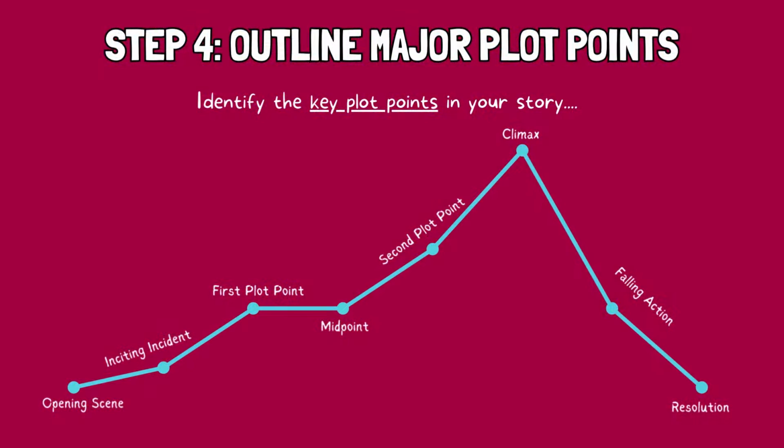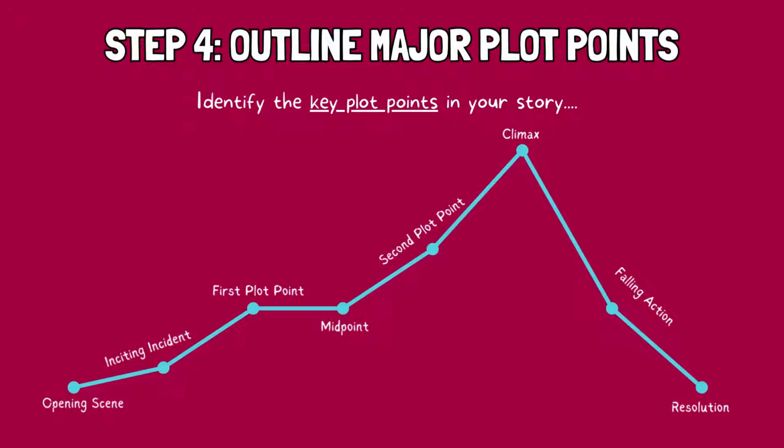Step 4. Outline major plot points. Identify the key plot points in your story. These typically include opening scene, how your story begins, introducing the protagonist and their world. Inciting incident, the event that kicks off the main action or conflict. First plot point, a significant event that changes the protagonist's situation.